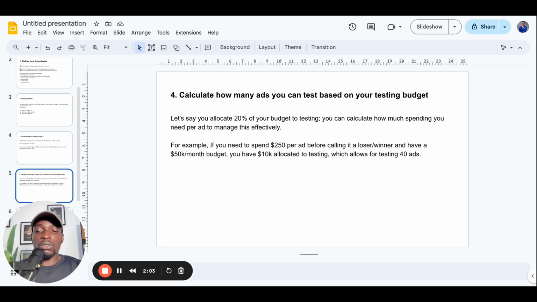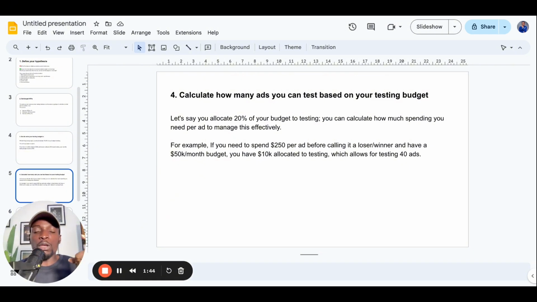So sometimes people don't do this; they just run all their ads and then it becomes a stumbling block, and they don't get the performance that they want in the long run. So let's say you allocate about 20% of your budget toward testing. You can calculate how much you need to spend per ad based on your target CPA to manage this effectively.